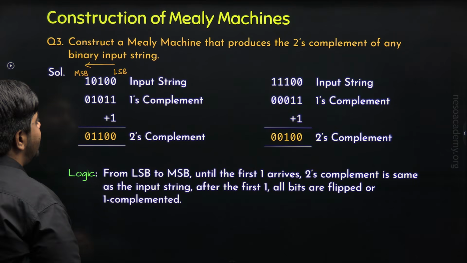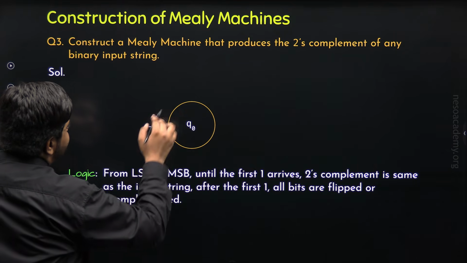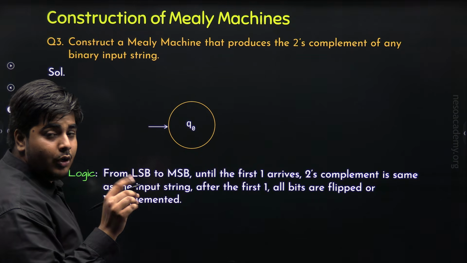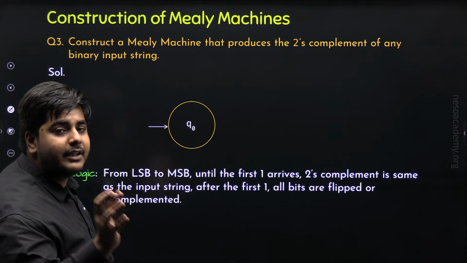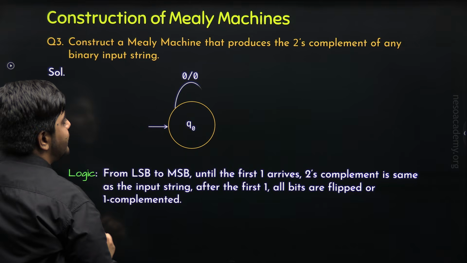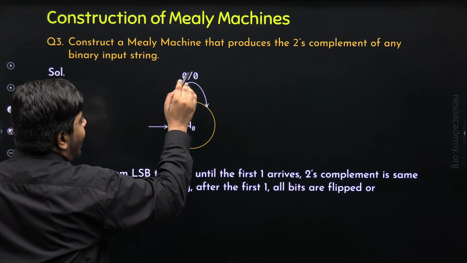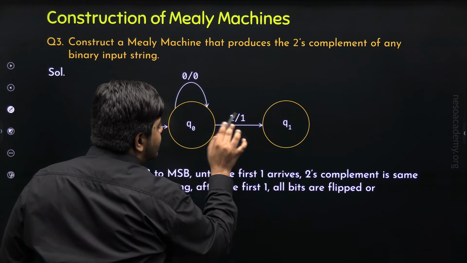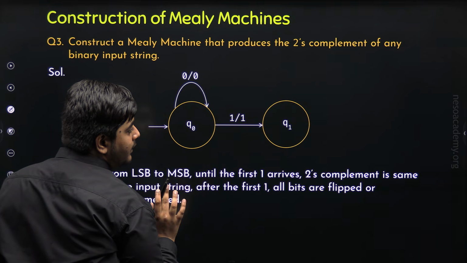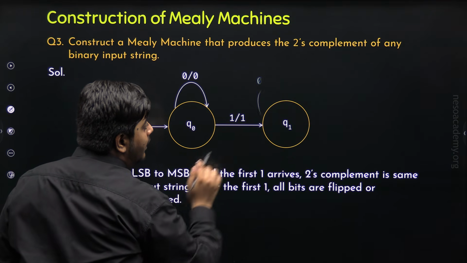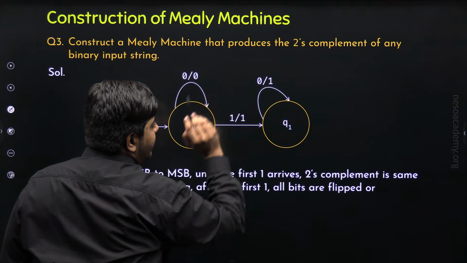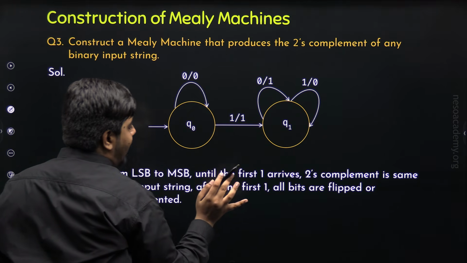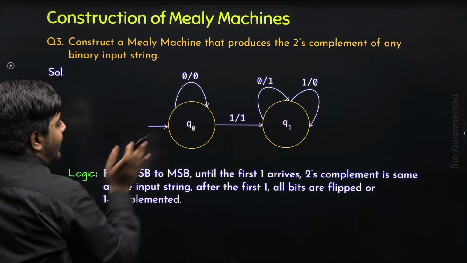Let's try to construct our machine. So we are having our initial state, that is Q0. Now, before the first one comes, all the zeros will be same in the 2's complement. So until the first one comes, if the input is 0, the output will also be 0. When the first one comes, it will also be copied same in the 2's complement. But after the first one, when 0 comes, it will become 1. And when 1 comes, it will become 0. That is, our logic is justified by this machine.